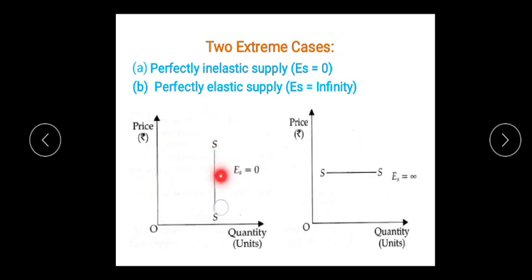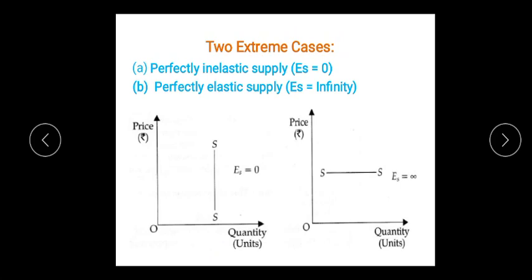In the figure, SS is a perfectly inelastic supply curve which is vertically parallel to the price axis or y-axis. In this figure, we see that no matter whatever the price level is, the quantity supplied does not change at all. That is, the quantity supplied remains constant no matter what the price level is.